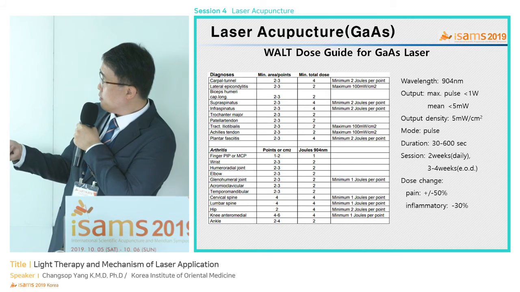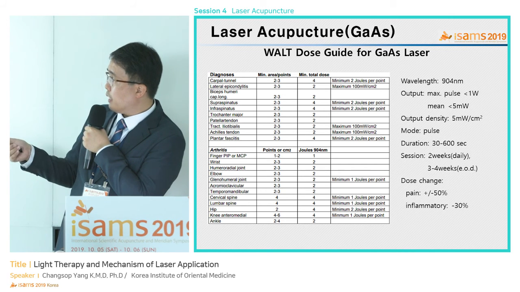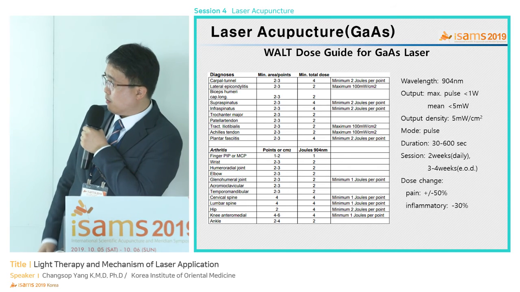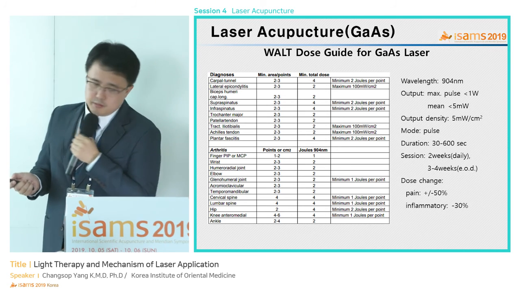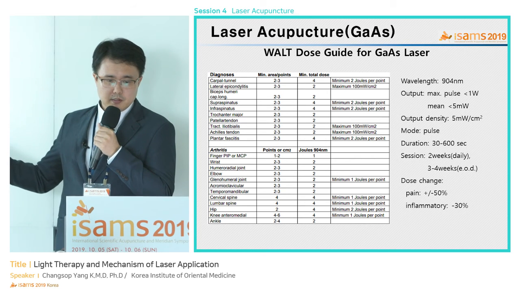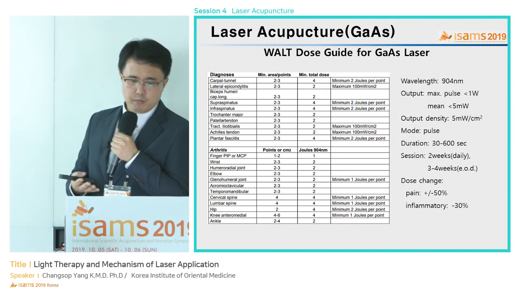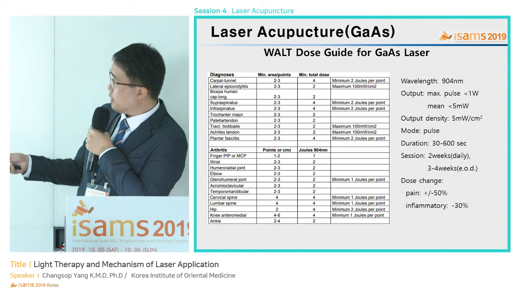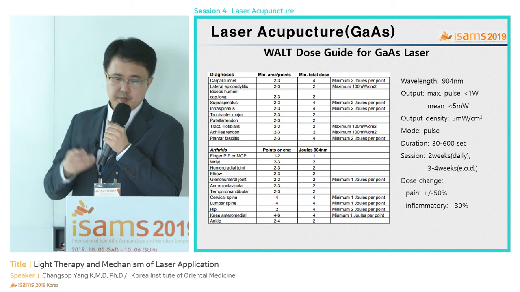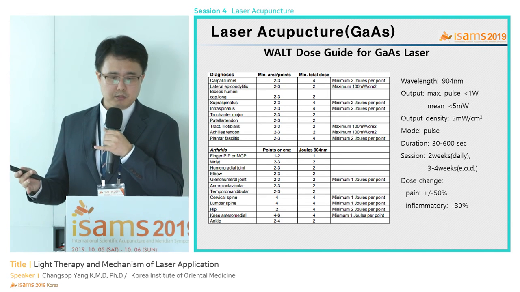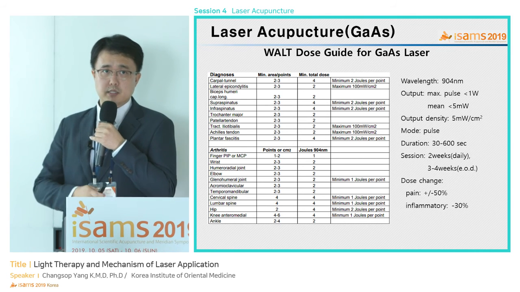And you can find the effectiveness within 2 weeks or 3 or 4 weeks, with daily sessions or 3 times a week sessions. Like gallium lasers, with gallium arsenide lasers you can treat carpal tunnel syndrome at 2 or 3 points, with 4 joules for 1 point. And we can adapt the dose for pain control with 50% plus or minus from the starting dose. And when inflammatory symptoms are relieved, we can use minus 30% of the initial dose.